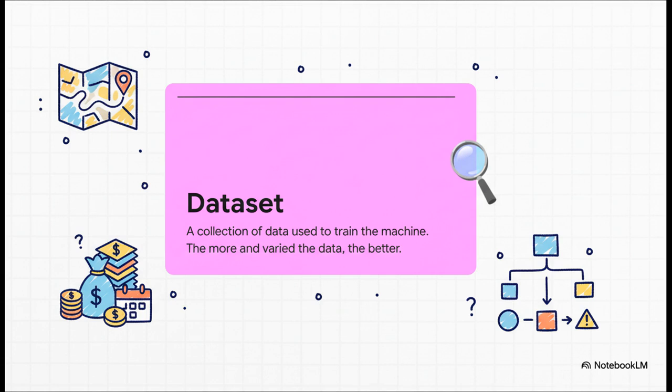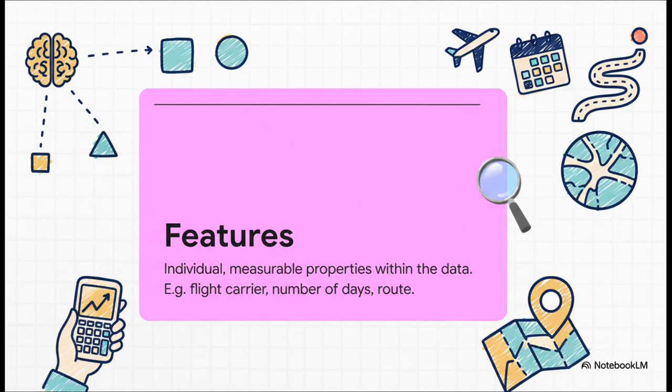You're teaching it, hey, this is what junk mail looks like. And the rule is simple. The more data it has, the smarter it gets. Okay, next up, features. So what are features? They're just the specific, individual details inside the data that the machine is told to pay attention to.